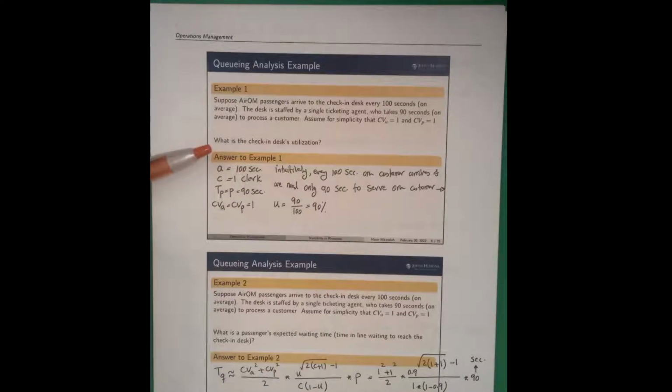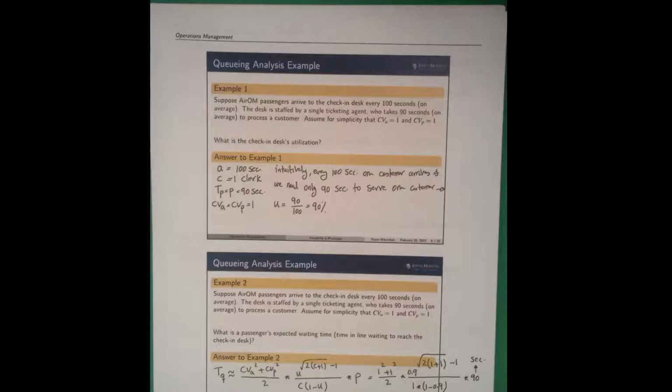Well, intuitively, as I mentioned, I don't really like relying too much on formulas. They will work every single time, but there is an intuitive solution for this. Every 100 seconds, one customer arrives, right? On average. And on average, I'm going to spend 90 seconds serving that one customer. So out of 100 seconds, I'm working 90 seconds. So my utilization is going to be equal to 90 over 100, which is 90%. On average, I'm going to work 90% of the time.